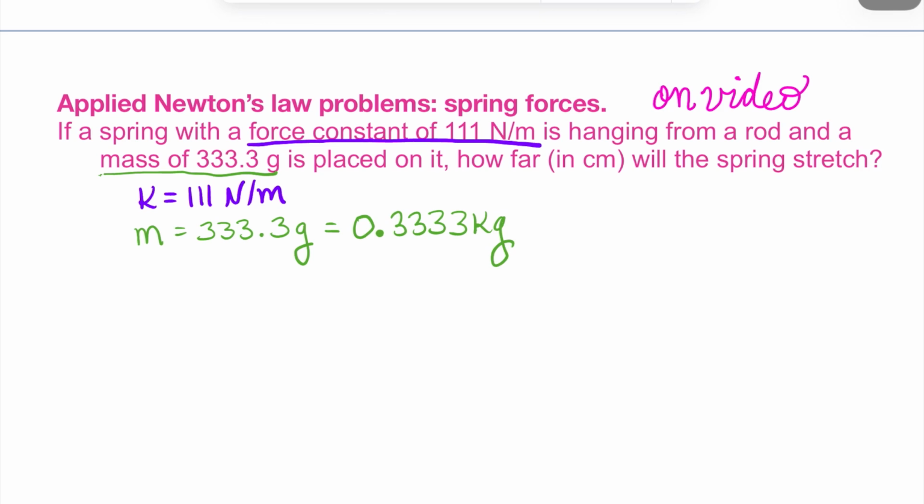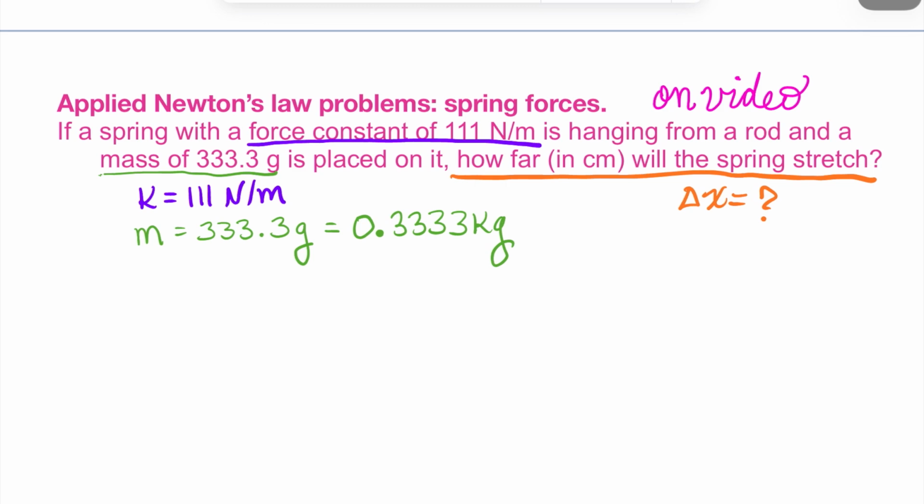Okay, and what am I looking for in this problem? How far in centimeters will the spring stretch? At this point, if you can identify the variable or letter that we use to represent that, how far will the spring stretch, it can actually help you pick the correct equation.